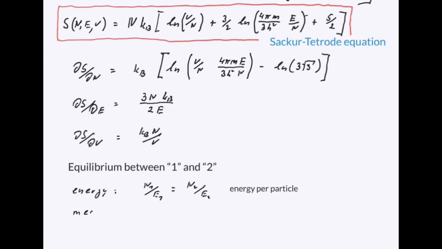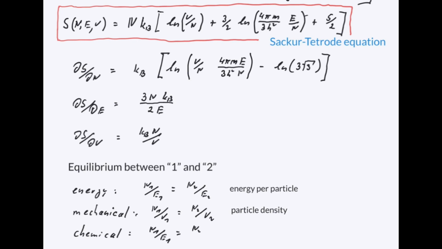Likewise, if we now look at the mechanical equilibrium, which means that we look at the volume term, what we get is that the particle density in the two systems has to be equal. The third equation tells us about the chemical equilibrium. For chemical equilibrium, as derived from the partial derivative with respect to the number of particles, both the energy per particle and the particle density have to be the same.